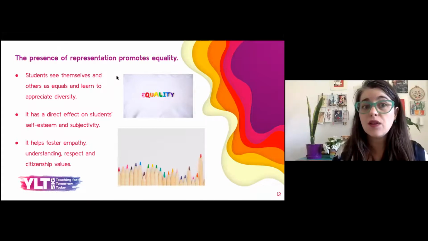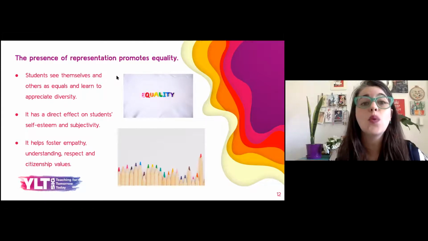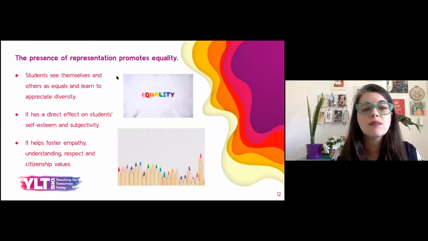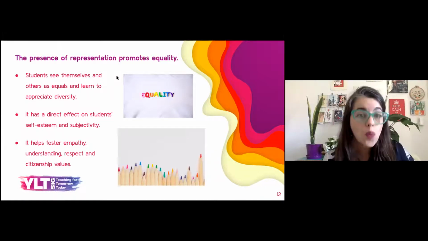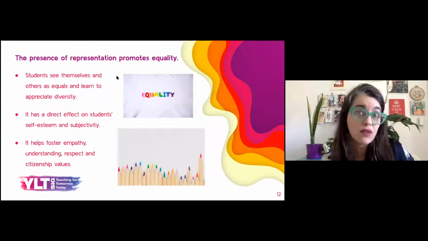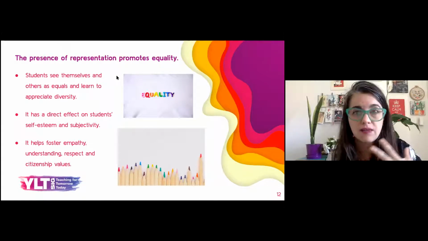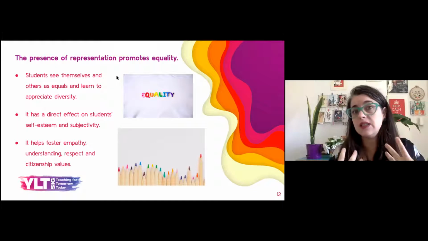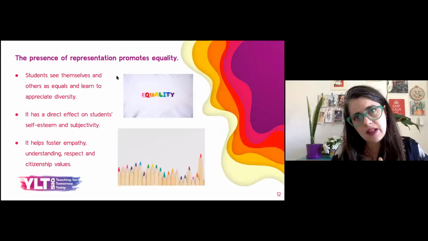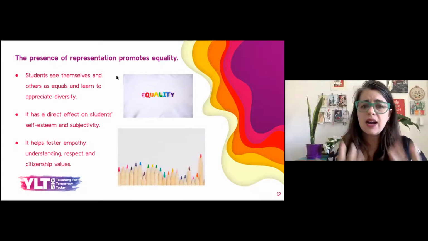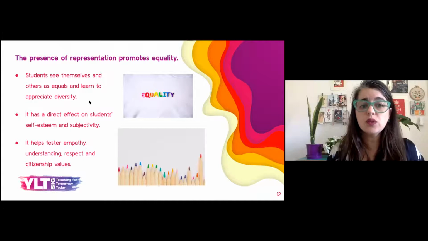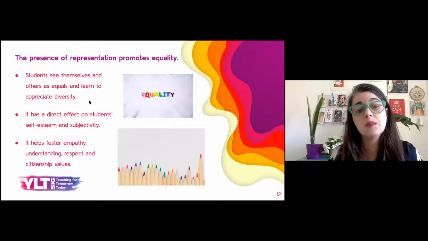The presence of representation promotes equality. Our students see themselves and others as equals and learn to appreciate diversity. It has a direct effect on students' self-esteem and subjectivity. This is how they see themselves and how their personalities grow and form. So it helps foster empathy, understanding, respect, and citizenship values.